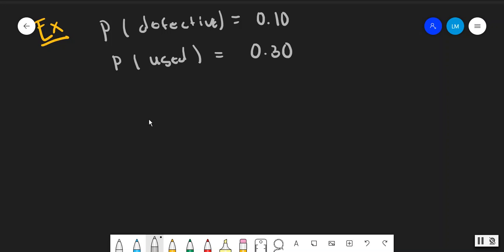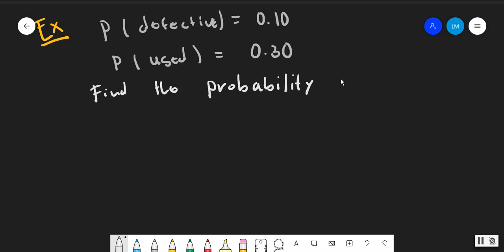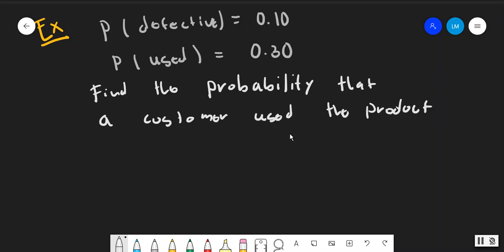Now, if we assume that defectiveness of the equipment is independent of the use of the equipment, then we can find the probability that a customer used the product and it is defective.